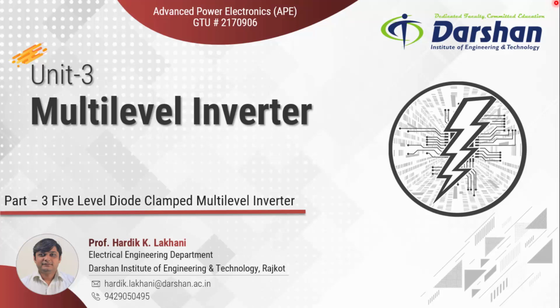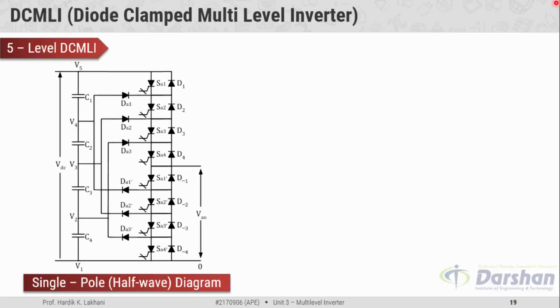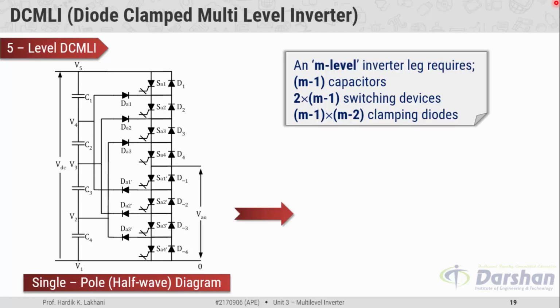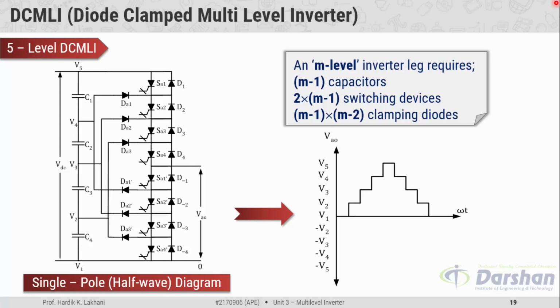This part covers construction, working principle, switching table, and output waveform for 5-level diode clamp multi-level inverter. Let us first of all find out number of components and types of components required to construct 5-level DCMLI. The circuit represents one pole diagram.